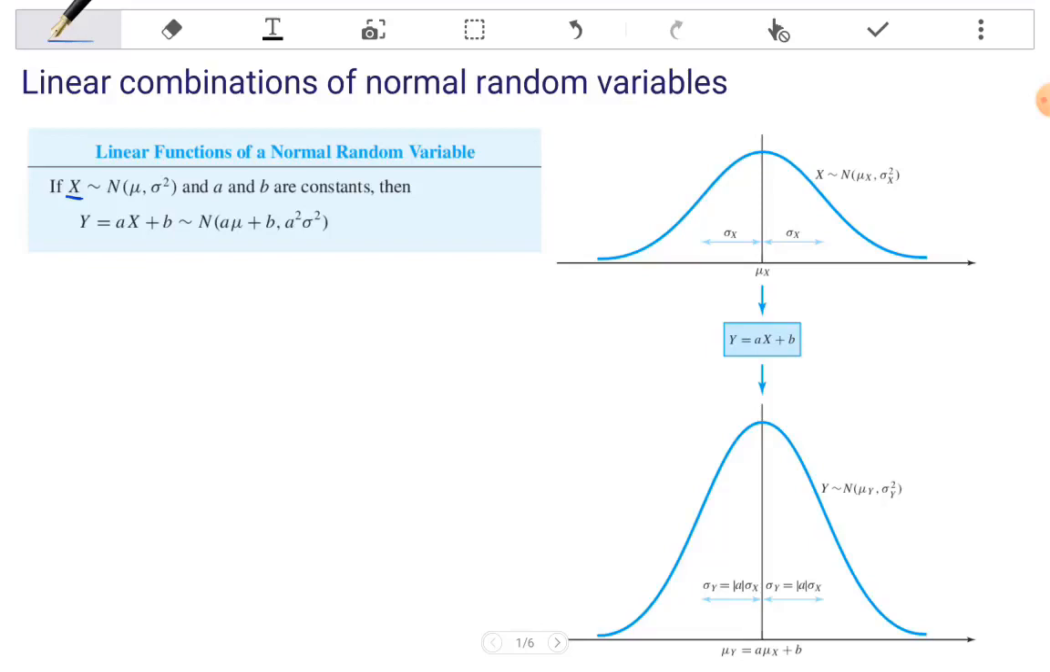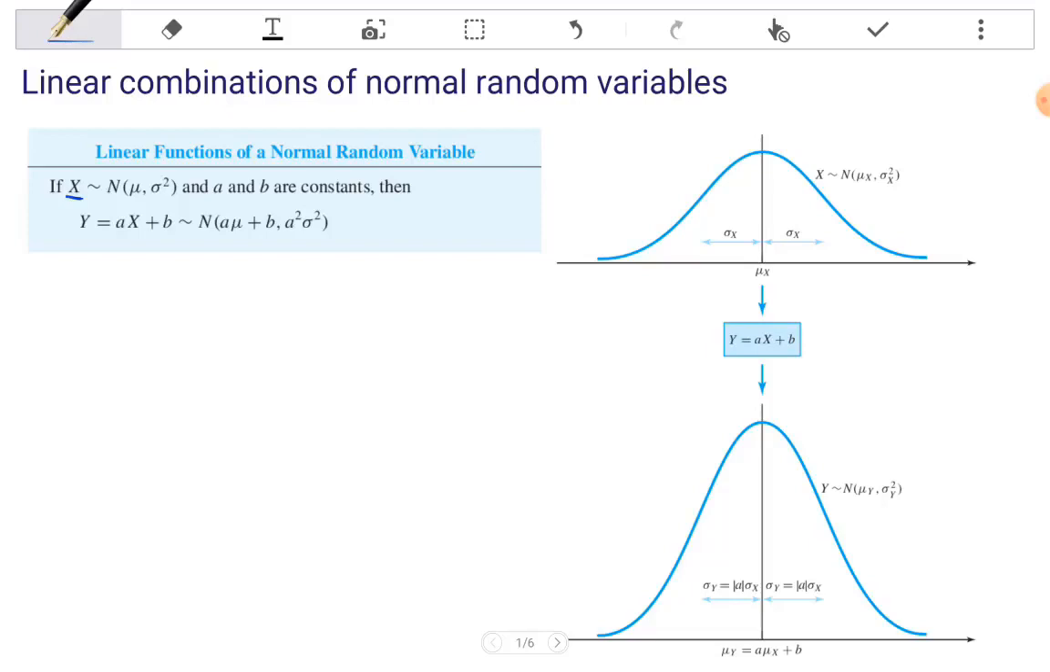And this theorem says that this new random variable is also normally distributed, and its mean is a linear combination of the original mean, and this is the variance. You see, we take the original variance and multiply it by a squared. How can we see this? Let me give you just a formal explanation.